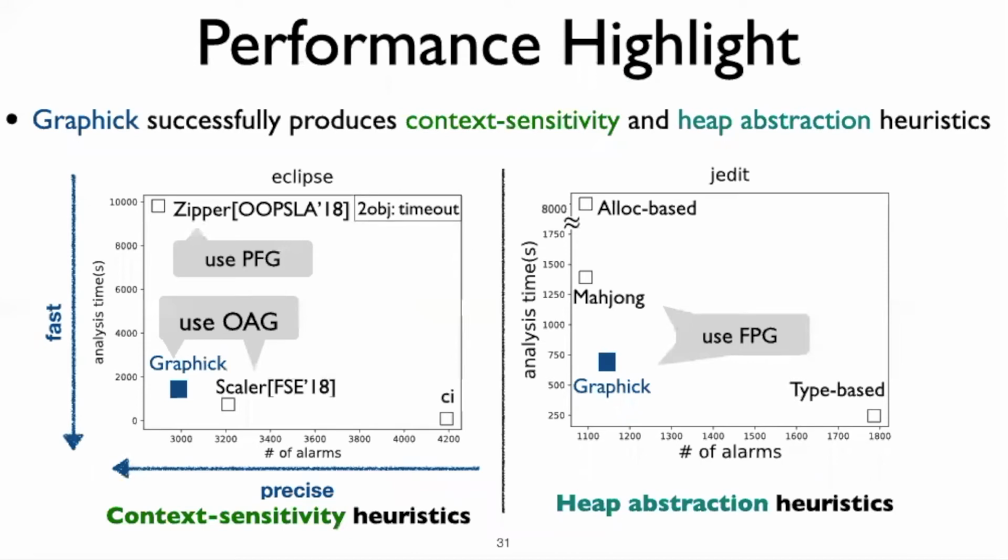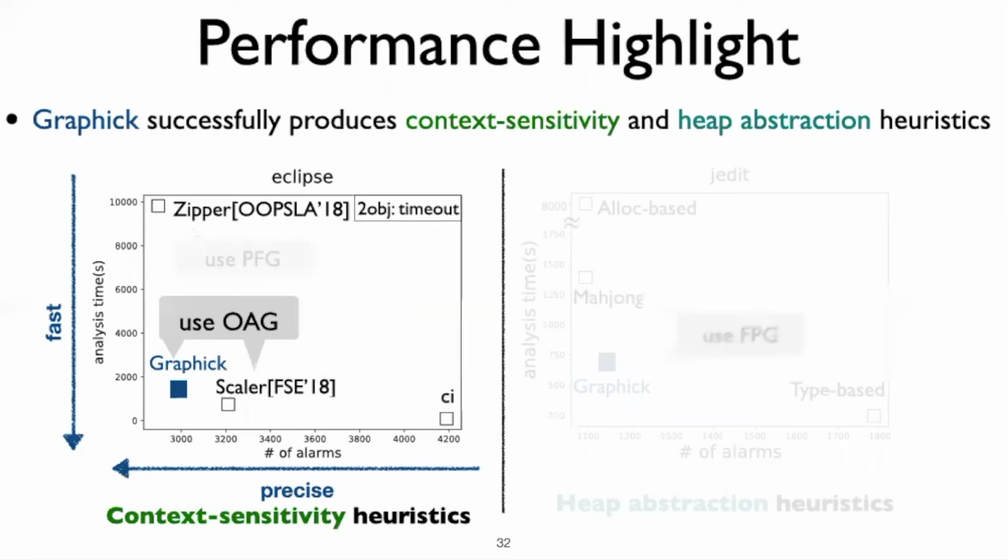This is the performance highlight. These two figures show that Graphick successfully produces cost-effective heuristics. In more detail, we used Graphick to generate a context sensitivity heuristic from the object allocation graph that the state-of-the-art heuristic Scaler uses.